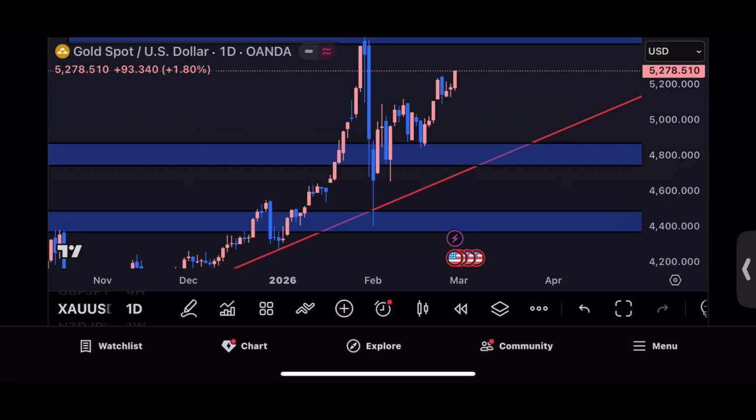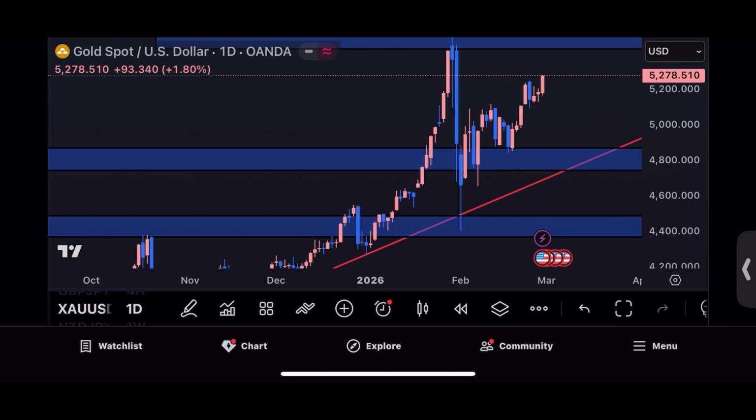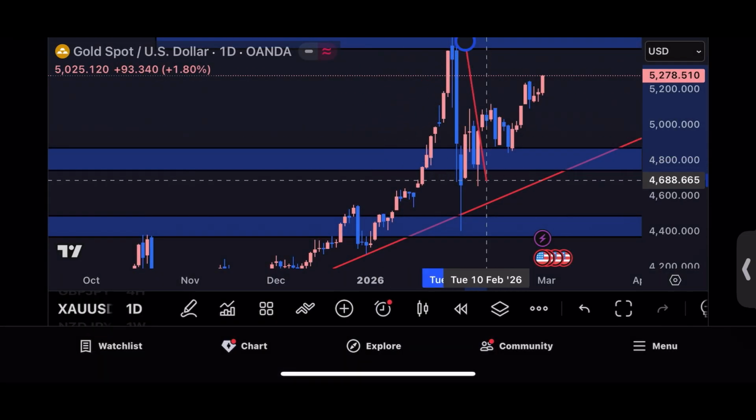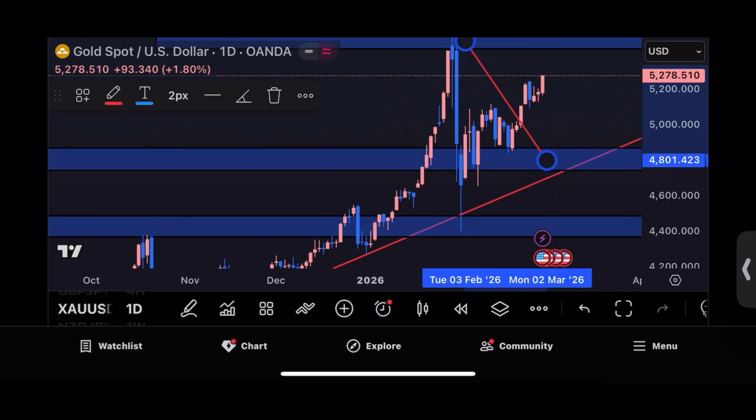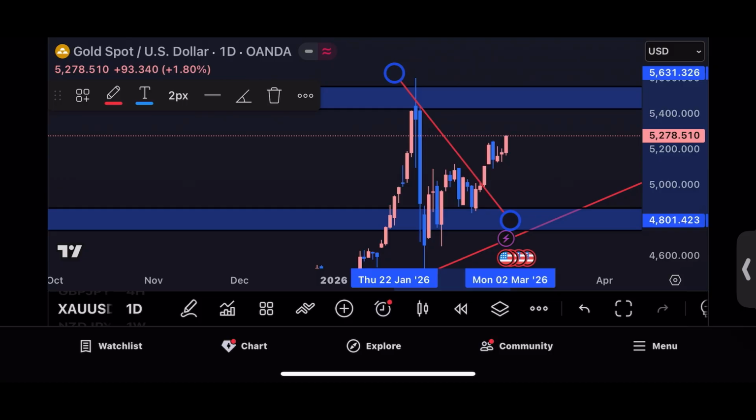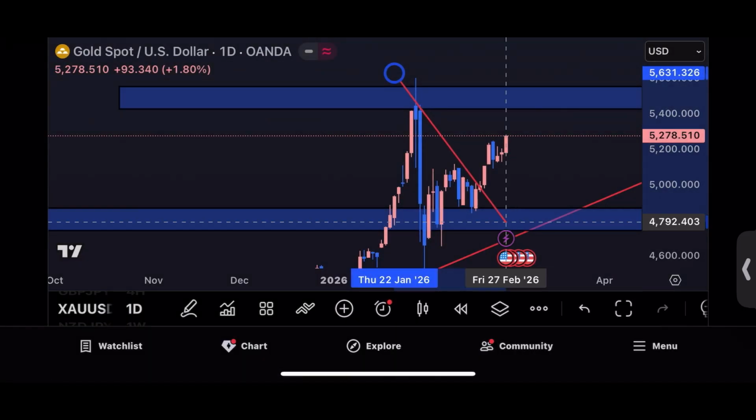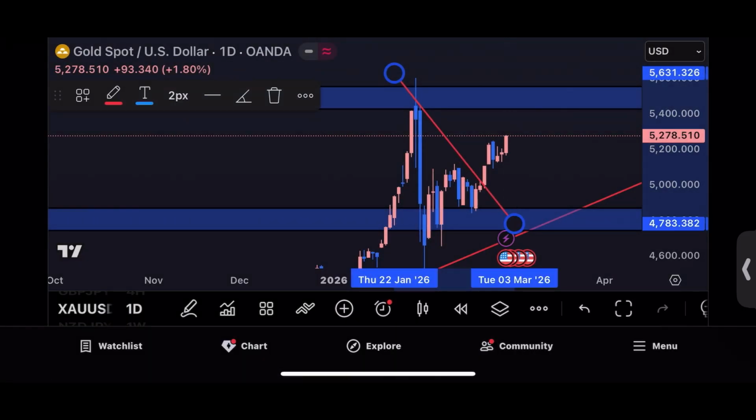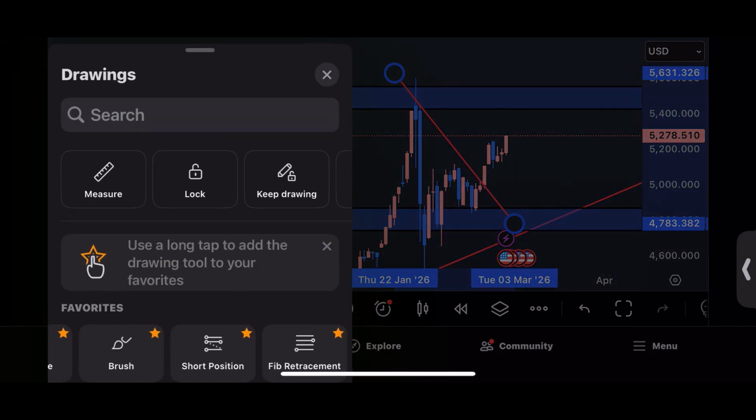So if you kept up with last week's trading analysis, then you know we were waiting for price to come in and break that counter trend line so that we could catch a move to the upside. Now, the complete move that we're waiting for to the upside is sitting at about $55 to $56 an ounce. However, price is only currently sitting at about $52.78.